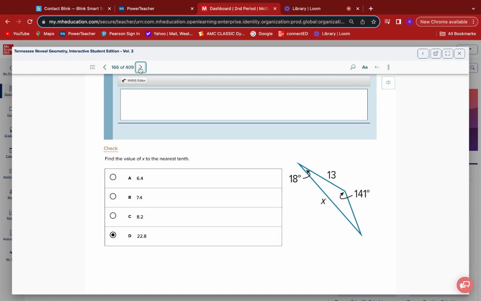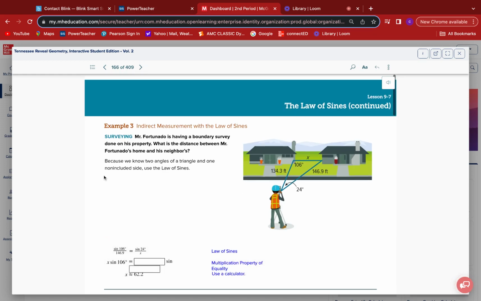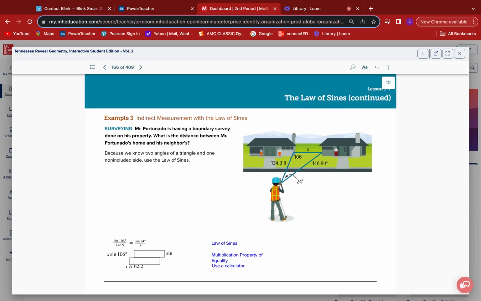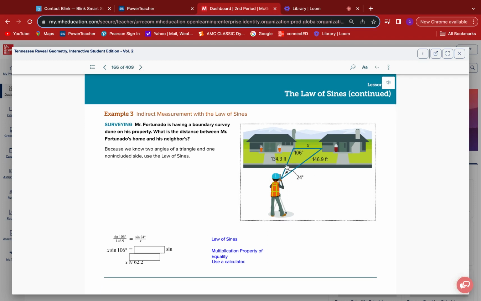And looks like I'm going on down to example number 3, which is a word problem. All right. So I see it is not a right triangle, and I have a matching set. I have 106 degrees, which opens up to side 146.9, and I have a 24 degree, which opens up to the side x. So this is a law of sines. And since this is all about law of sines, every problem I would assume is going to be a law of sines. All right, so here we go.